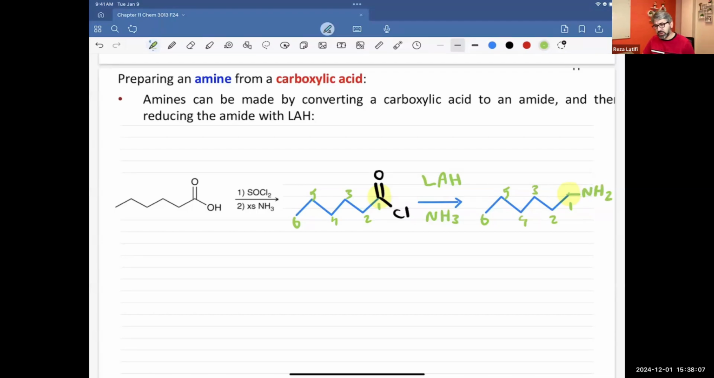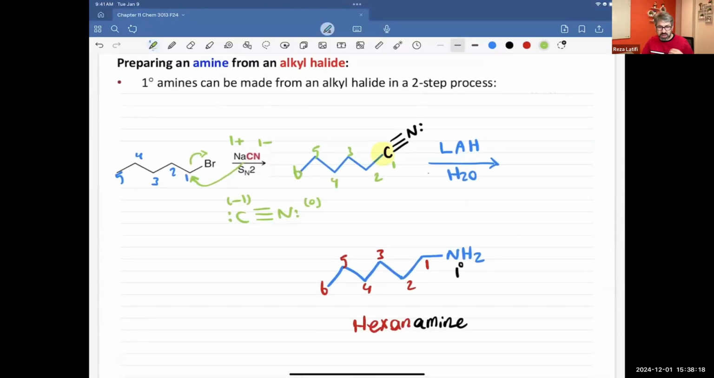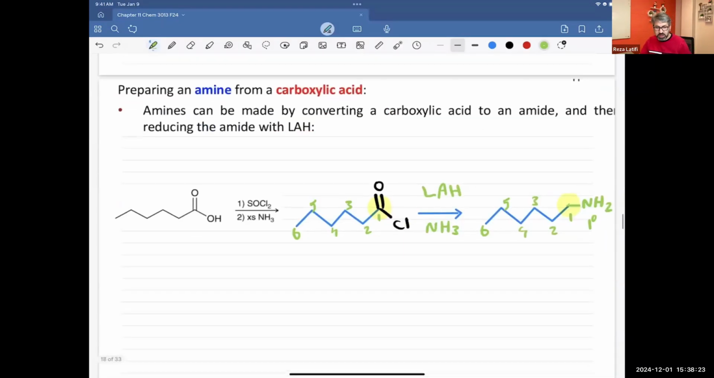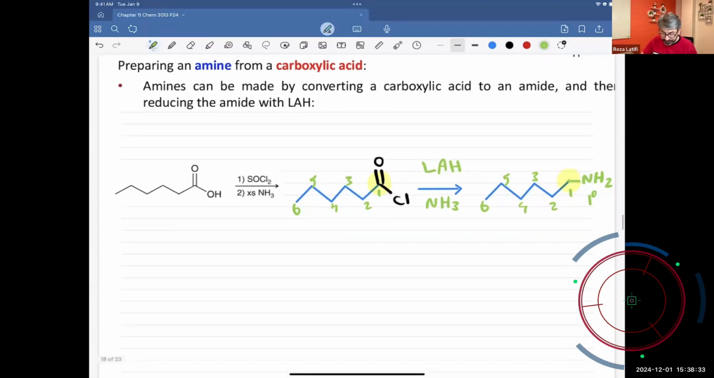So this method is also going to give us a primary amine. But the difference between this method and the previous method is that the cyanide adds 1 carbon to the starting compound, and this one is not adding any new carbon. So whatever you start with, you will get at the end, plus NH2 as a primary amine.